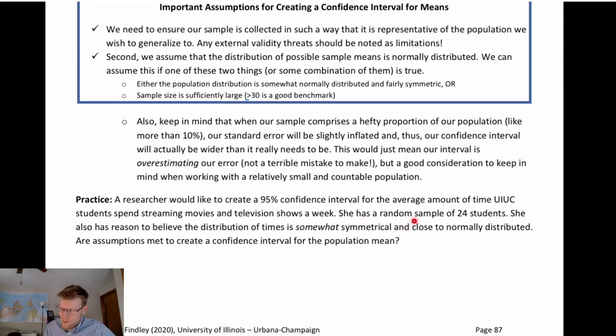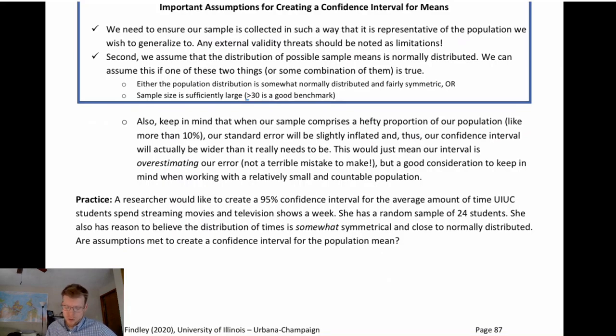She has a random sample of 24 students who filled out this information. She also has reason to believe that the distribution of times is somewhat symmetrical and close to normally distributed. So in other words, this population distribution itself should be pretty close to normally distributed for whatever reason. So given this information, are the assumptions met to create a confidence interval for the population mean?